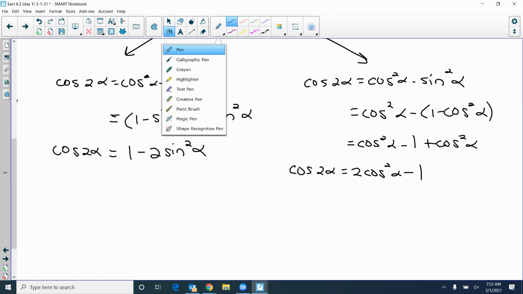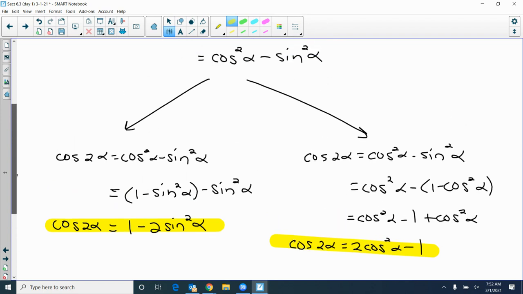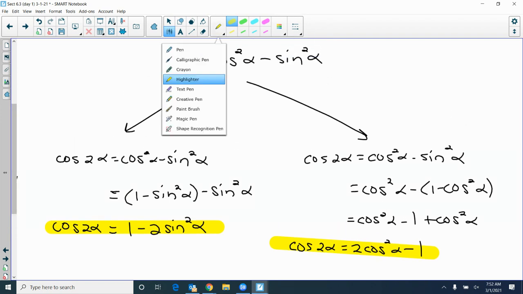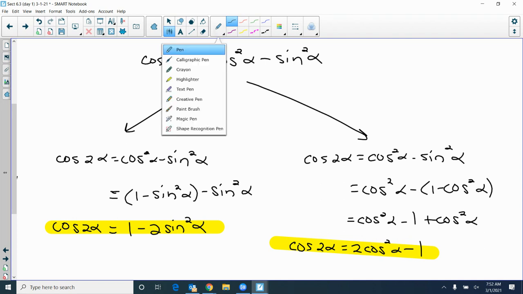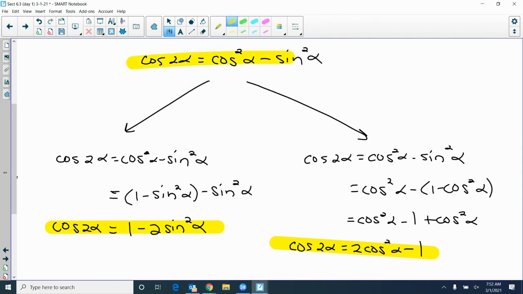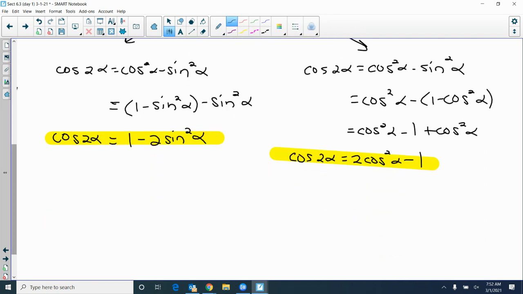So these are all equivalent. Okay, those are all equivalent. And let me just make this cosine 2 alpha. And it doesn't matter which one you use. You're still going to come up with the same answer. Either 1 minus 2 sine squared or 2 cosine squared minus 1 for those.